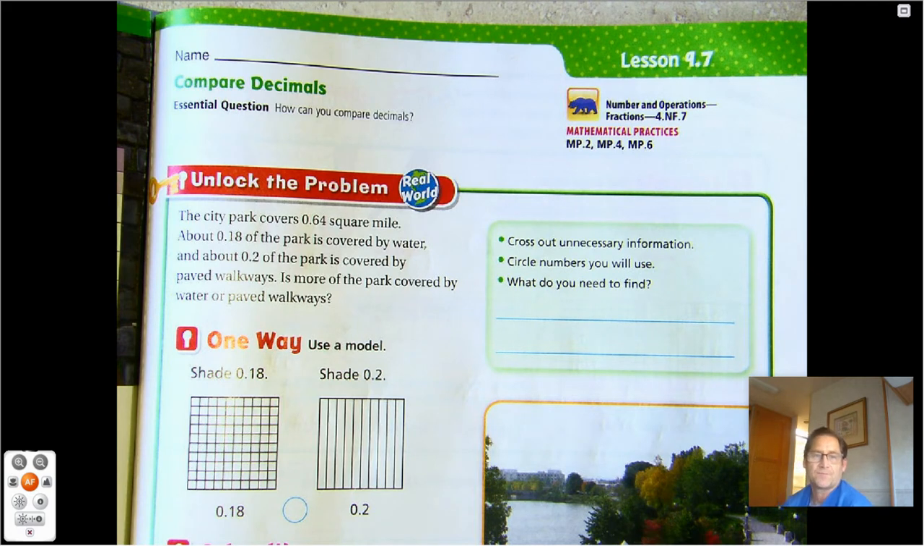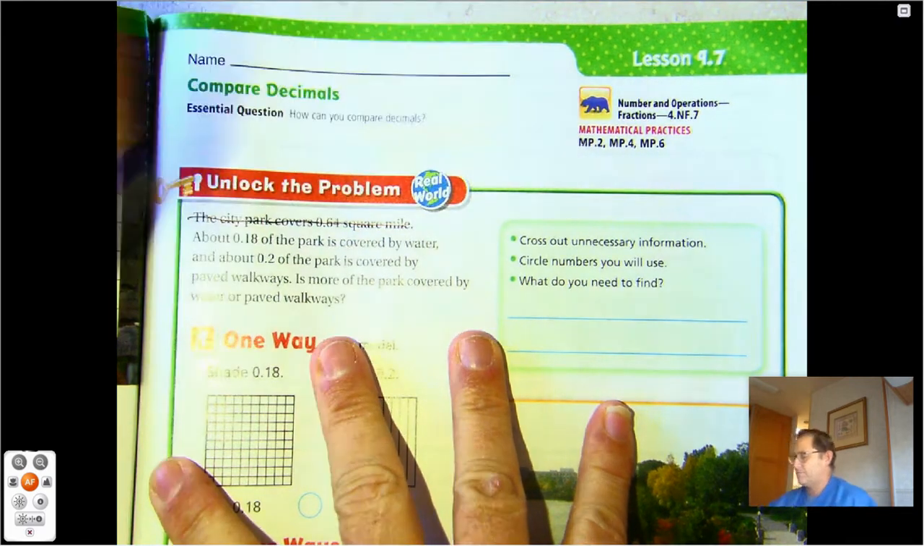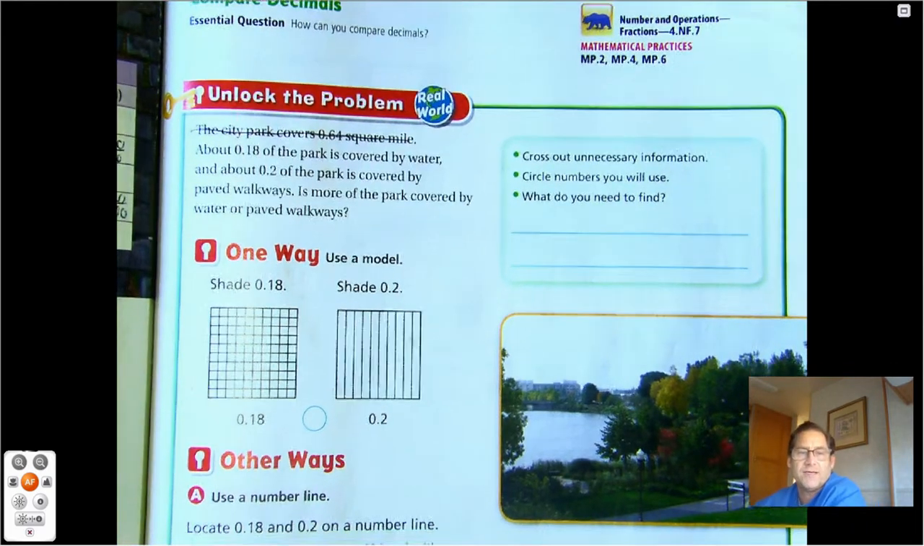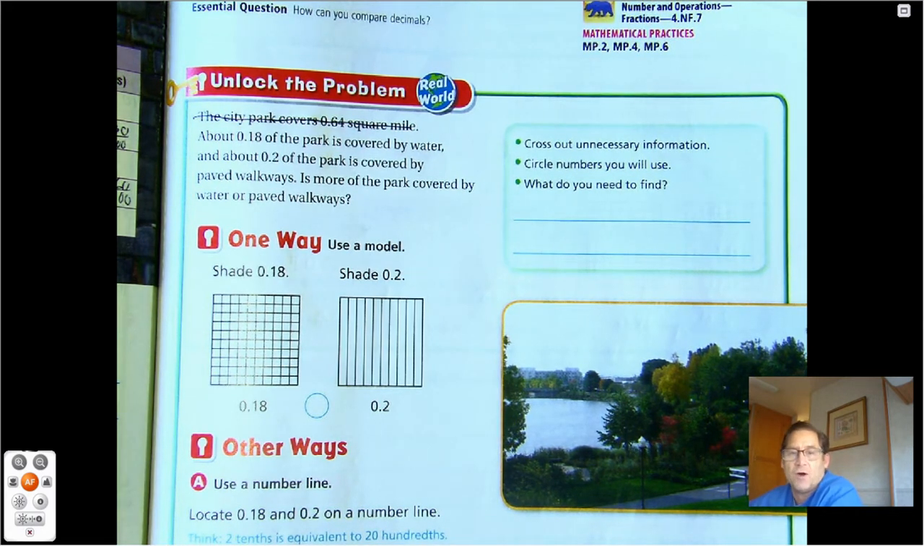So unlock the problem. The city park covers 64 hundredths square mile. About 18 hundredths of the park is covered by water, and about 2/10 of the park is covered by paved walkways. Is more of the park covered by water or paved walkways? So cross out unnecessary information. This first sentence is something we don't need to know. We're not comparing the whole park. All we need to know is the part that's covered by water and the part that's covered by paved walkways.